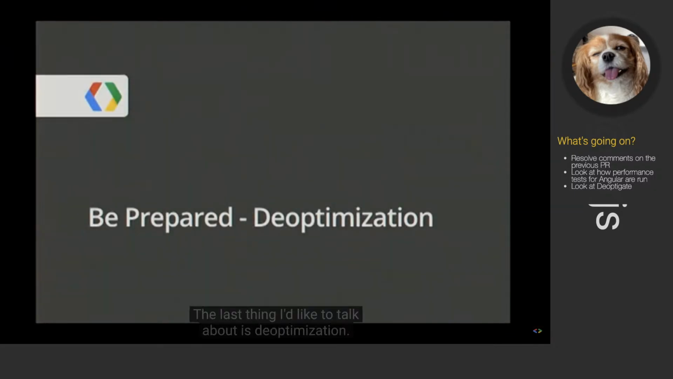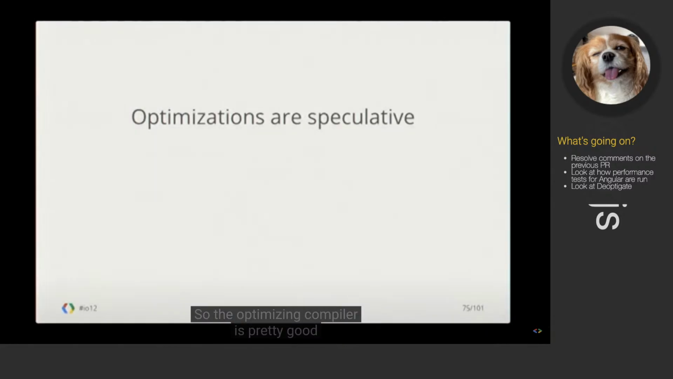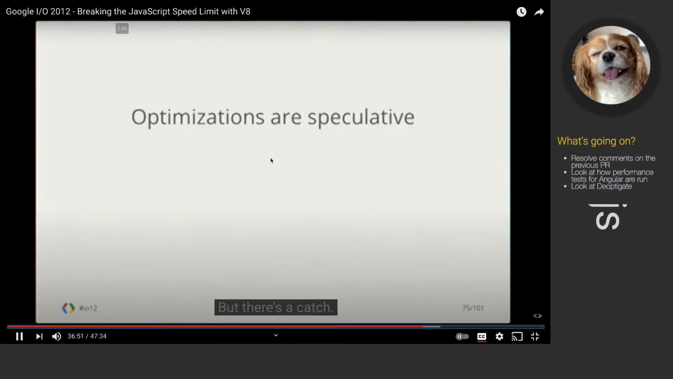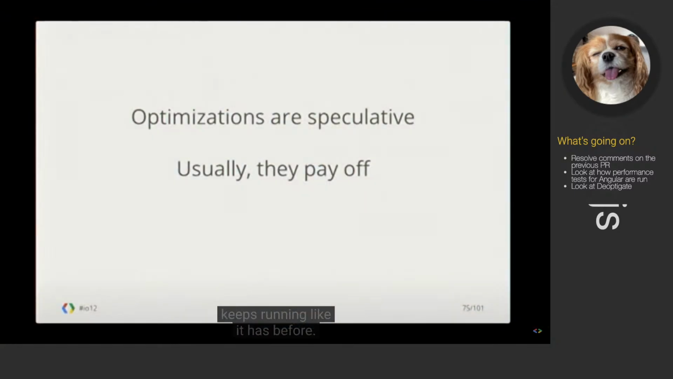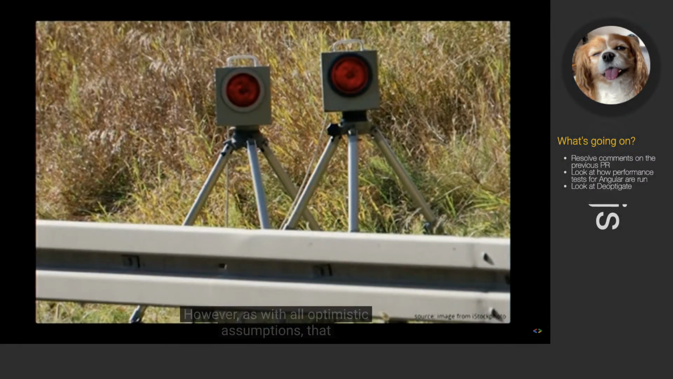Nice. The last thing I'd like to talk about is de-optimization. So the optimizing compiler is pretty good at generating code, but there's a catch. The optimizations that it does are speculative. It makes the optimistic assumption that what it has seen in the past is going to be just like what it's going to see in the future. And that usually pays off because usually your code keeps running like it has before. However, as with all optimistic assumptions, that may not be the case.